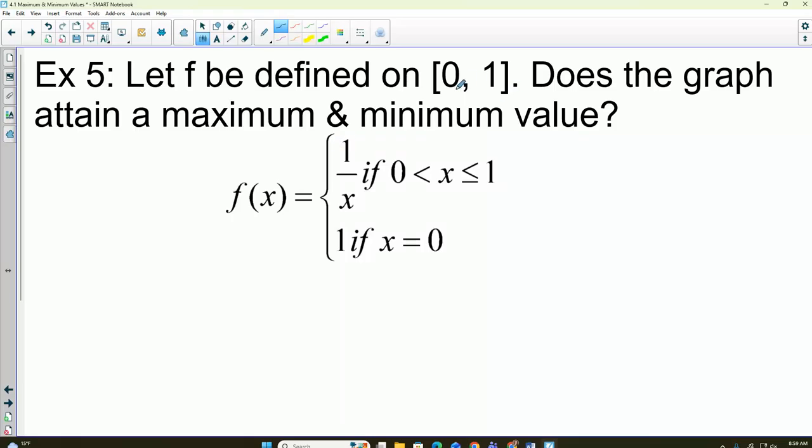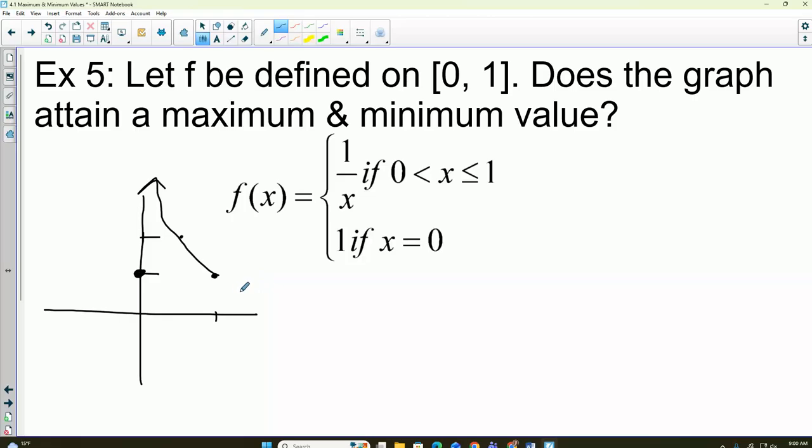Look at this one. It's a closed interval. Would this one have a maximum? I said it has to have an absolute maximum if you have a closed interval and the function is continuous. If I look at this graph, 1 over x between 0 and 1. So if I put in a 1, 1 over 1 is 1. If I put in 1/2, 1 over a half is 2. If I put in 1/3, we're getting 3. So this is just getting closer to 0. And 1 if x equals 0.